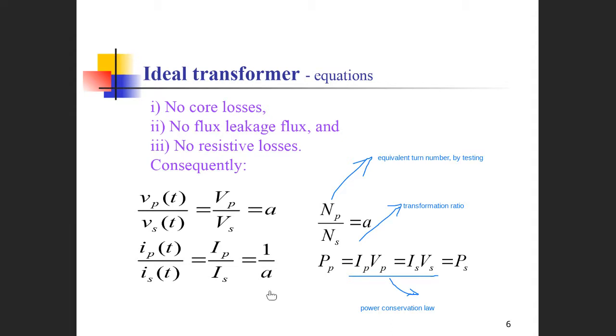How the voltage is produced is based on Lenz's law, or we say Faraday's law. Once we have the transformation ratio defined, and we suppose the power input from the primary and the power output from the secondary are the same, that is the power conservation law.